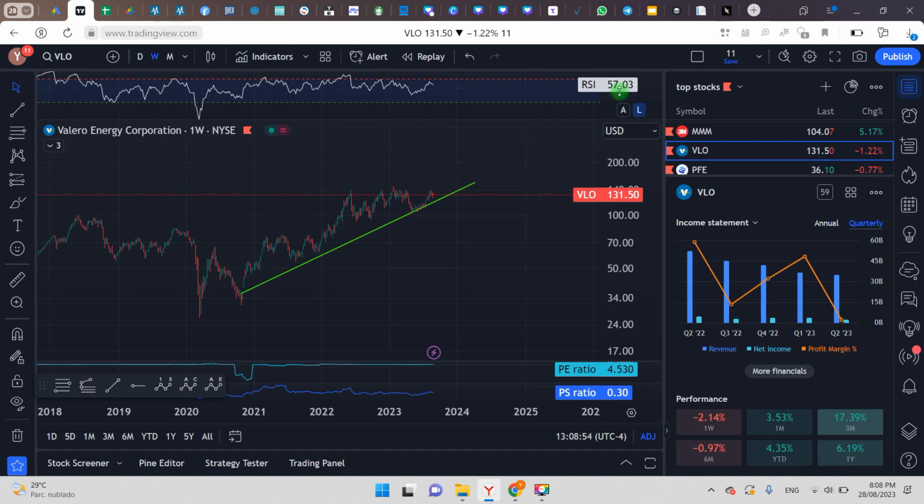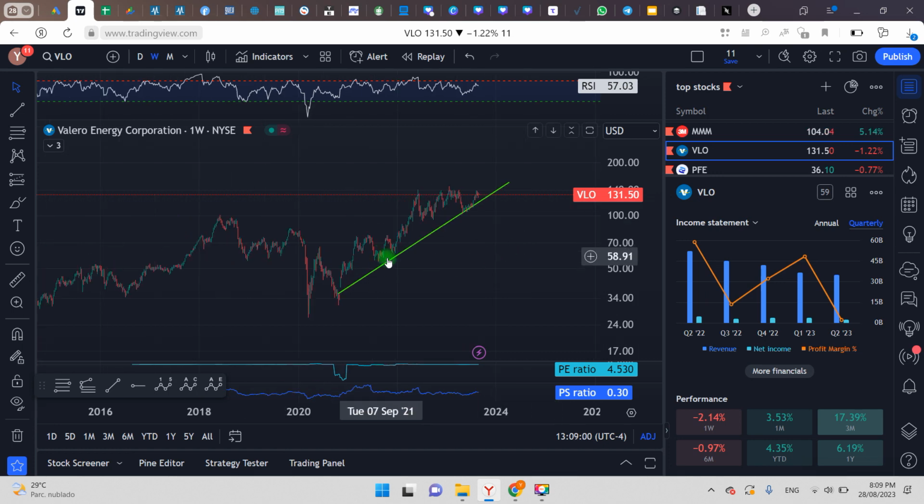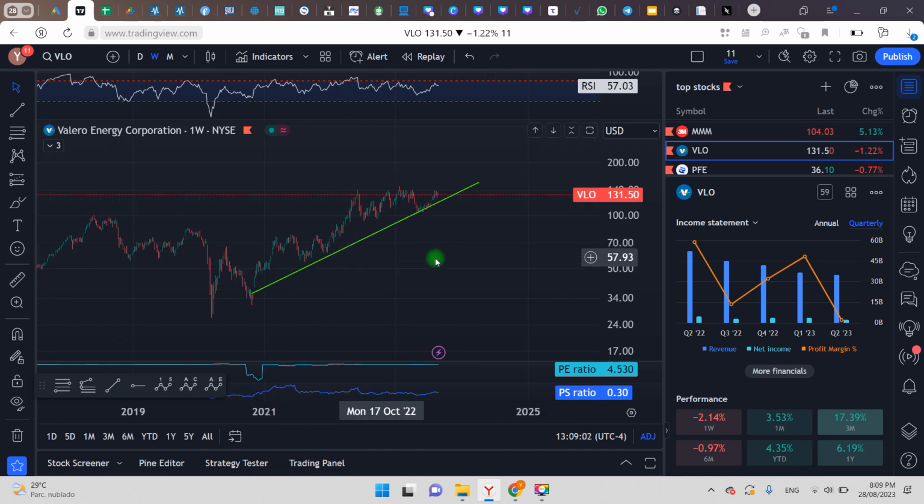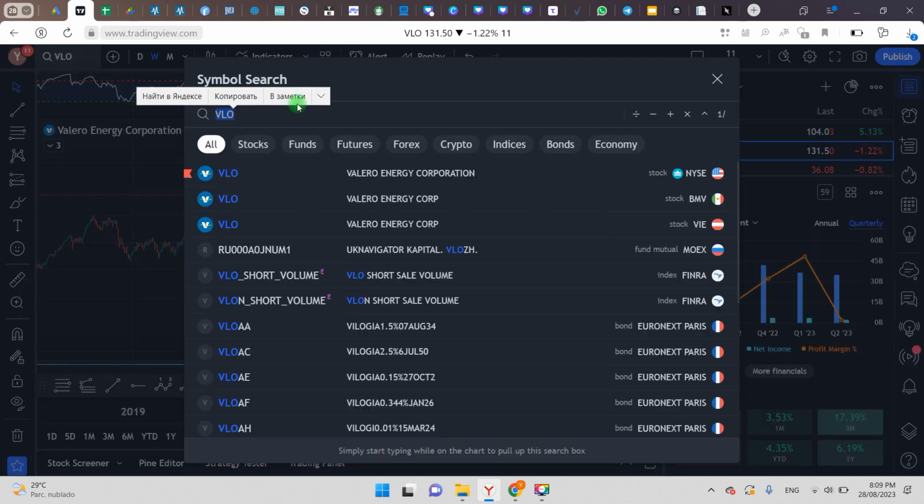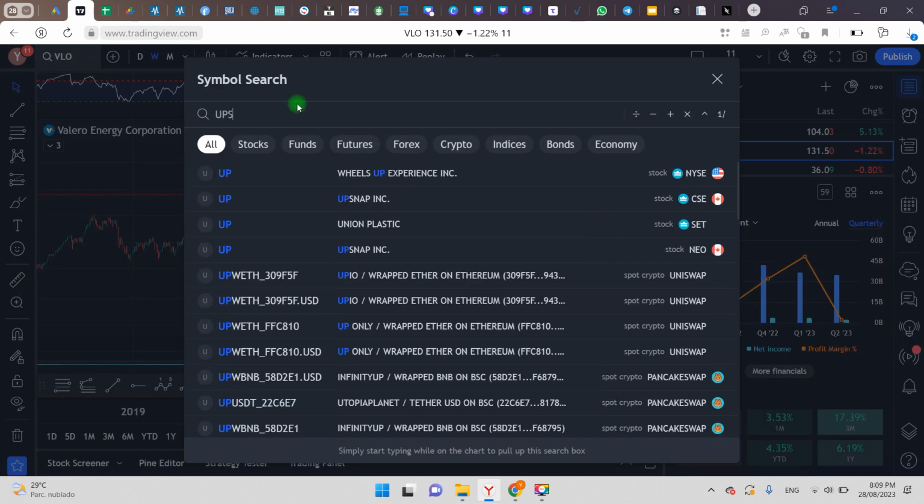That's another reason that Valero Energy with the ticker VLO I am considering for this dividend period. And let's have a look at the last company for today.